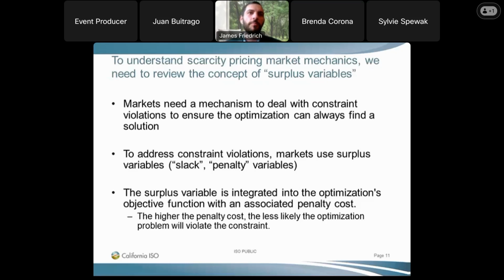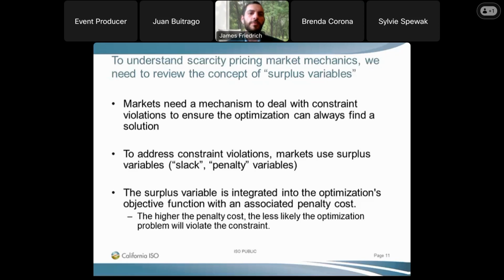And so markets use these things called surplus variables. Sometimes you might have heard them as slack variables or penalty variables, such that they take value when the market needs to violate a constraint or a requirement. And that ensures that the market optimization can always find a solution even when it has to violate constraints. So surplus variables are integrated into the optimization's objective function, and there's a surplus variable for all types of requirements and constraints in the market.